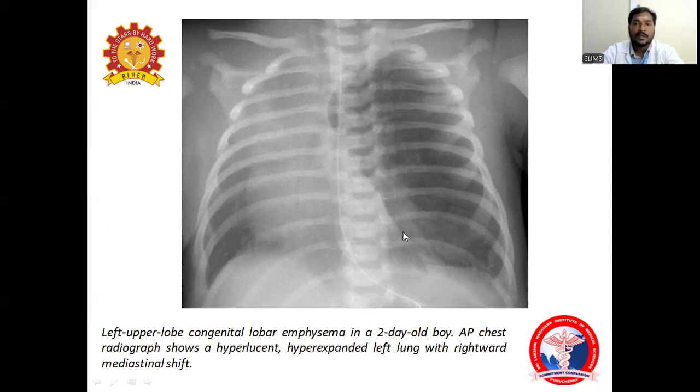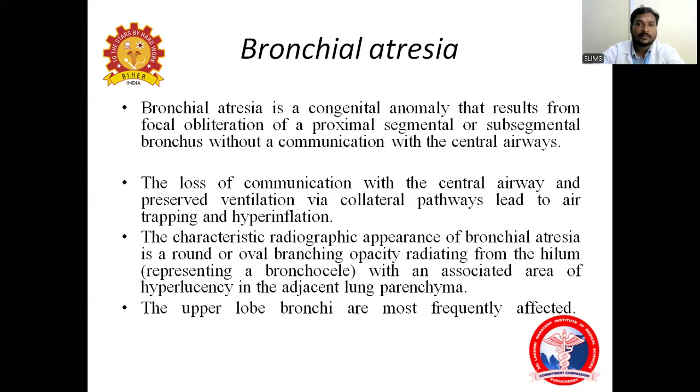This is the chest radiograph of a 2-year-old boy with left upper lobe congenital lobar emphysema, where we can see increased lucency on the left hemithorax when compared to the right hemithorax, as well as a mediastinal shift displacing the cardiac shadow to the right hemithorax. This is a case of congenital lobar emphysema.